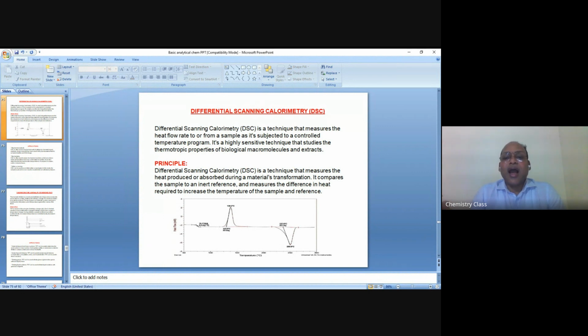It is a highly sensitive technique that studies the thermotropic properties of biological macromolecules and extracts. So this is a sensitive issue, and that is why it is particularly used. Differential scanning calorimetry measures the heat produced or absorbed during material transformation. It compares the sample with an inert reference and measures the difference in heat required to increase the temperature of the sample and reference. So these are the technique, method, and principle which are applicable.